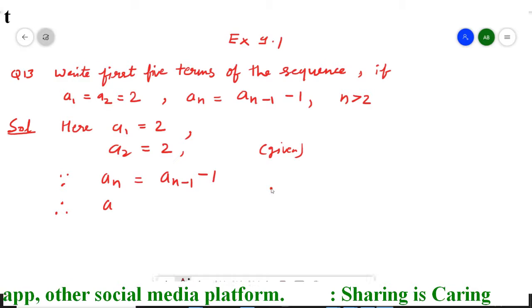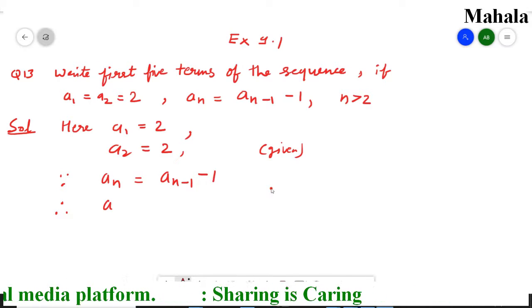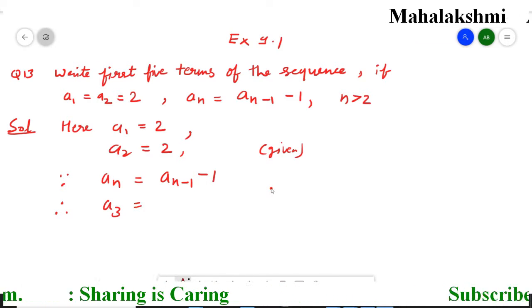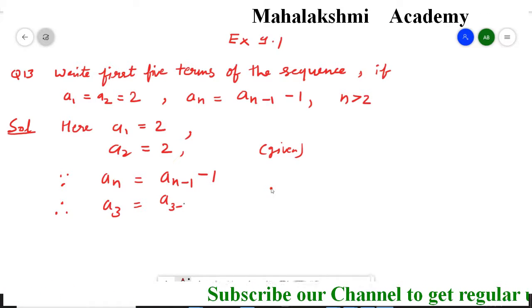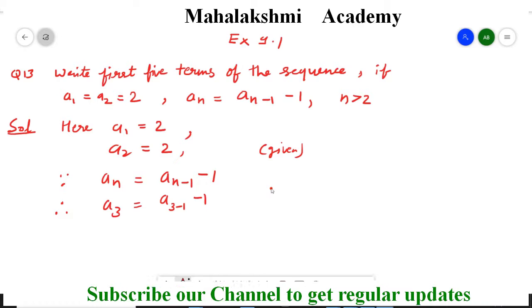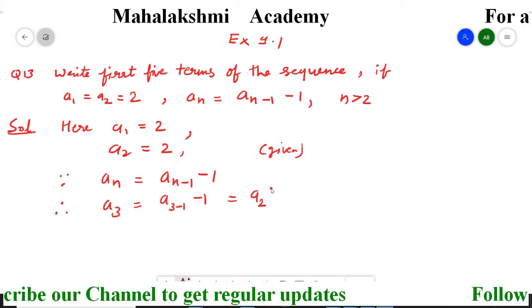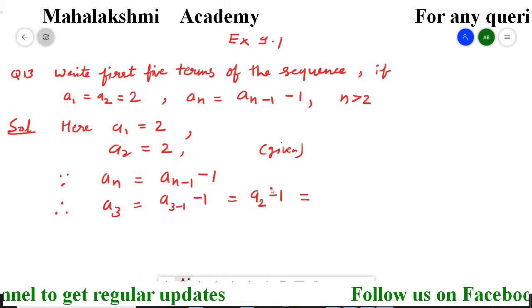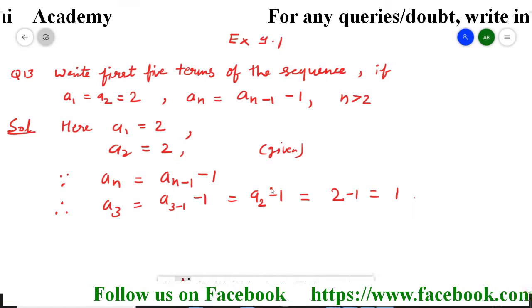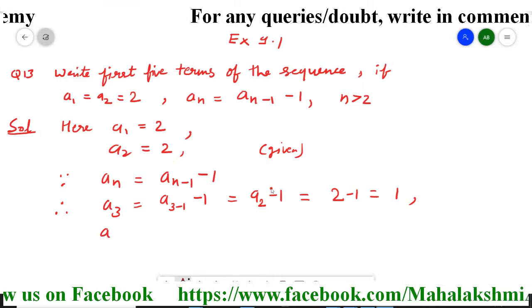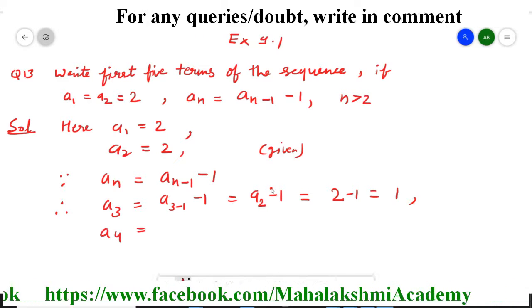So we will get the third term, that is a3. Wherever n is there in the formula, we have to write 3. So we will get 3 minus 1 minus 1, that will give us a2 minus 1. And what is a2's value? It is 2. So 2 minus 1 is 1. So a3 we got.